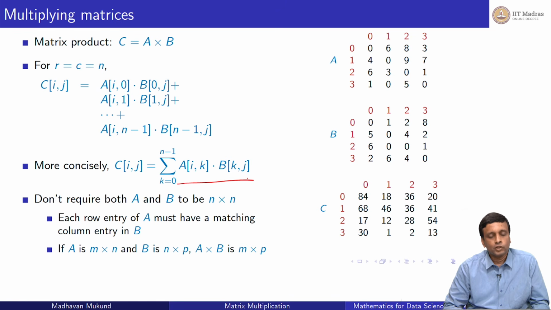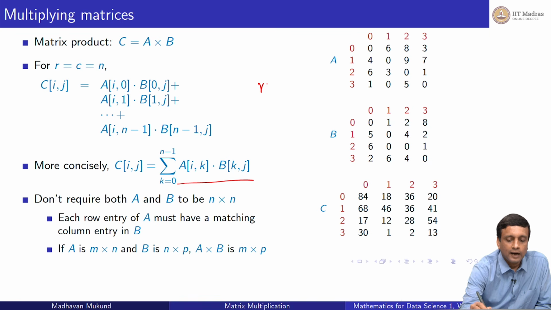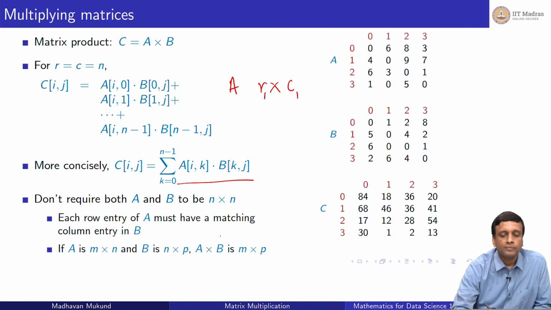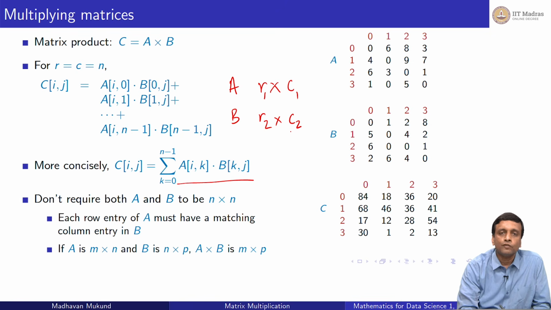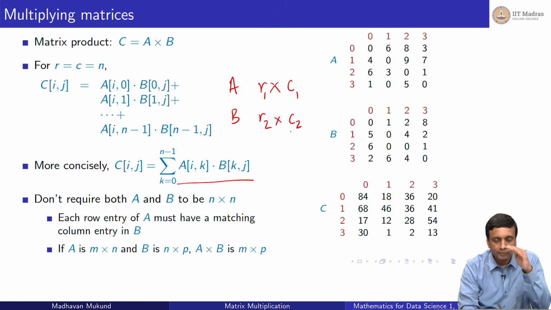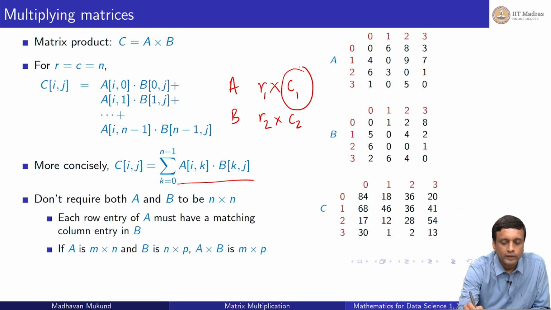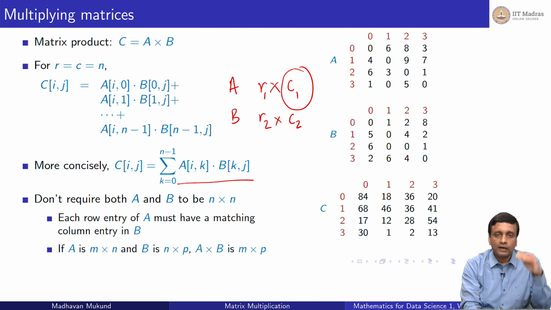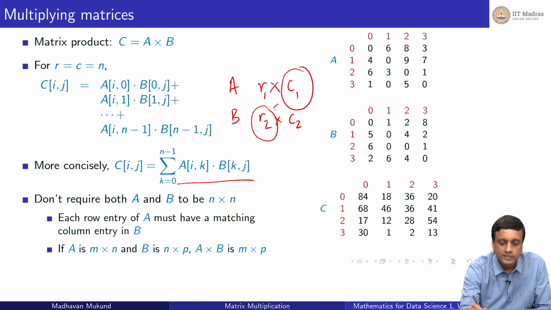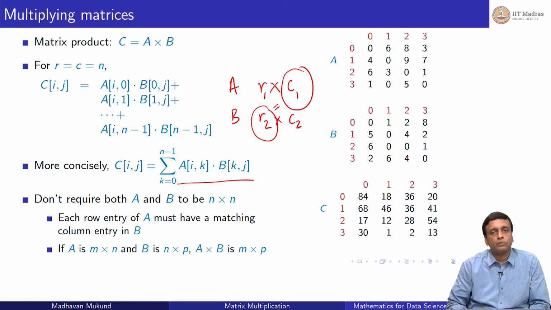Remember that we write these things as R by C. So if I look at A, it has some R1 times C1, and B has some R2 times C2. What is the length of a row in a matrix? The length of a row is the number of columns. The number of rows is how many rows there are, but I want to know how far I can go in a row. So the length of a row in A is C1. What is the height of a column in B? It is the number of rows. I go from the top row to the bottom row. So that is R2. So what I want is that R2 is equal to C1.